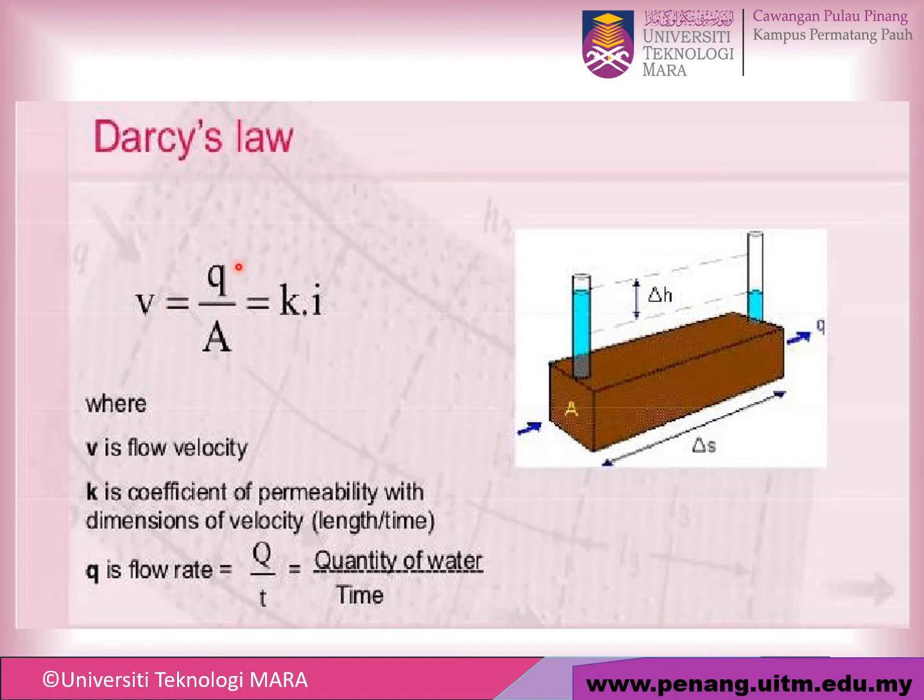Look at this equation. V is equal to Q over A, or Q is equal to V A, right? Where V is also equal to K i. Right, so you may refer to the equation here. Q is equal to V times A. V is equal to K i.